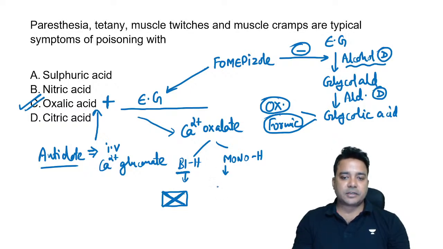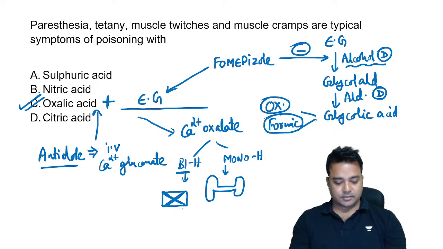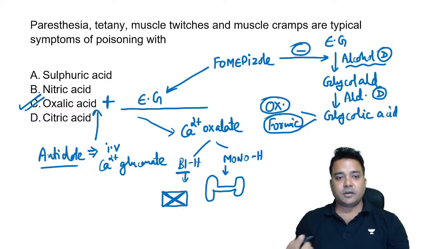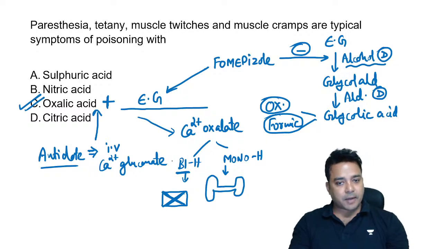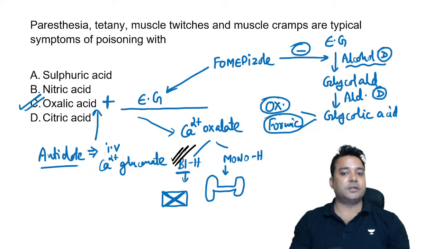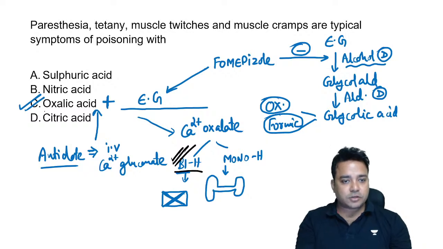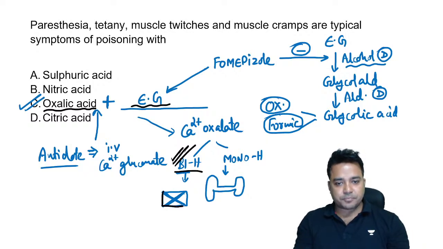What is the shape of monohydrate crystals? Dumbbell shape like this. A dumbbell shape. Very good. And in poisoning events, which crystals are mostly seen? Keep this in mind. Bihydrate ones are mostly associated. Monohydrate ones are seen less. Bihydrate crystals are mostly associated with these two poisoning events, that is envelope shape. That is why these questions keep coming repeatedly, because this is most commonly seen.